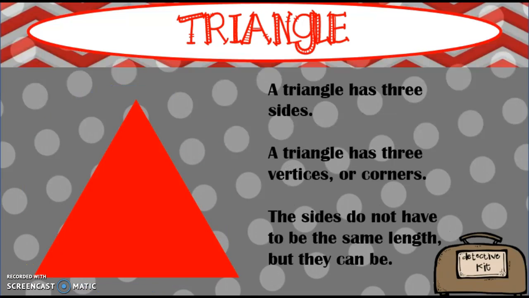Our next shape is the triangle. You see a red triangle. A triangle has 3 sides. It also has 3 vertices or corners. And the sides do not have to be the same length, but they can be.